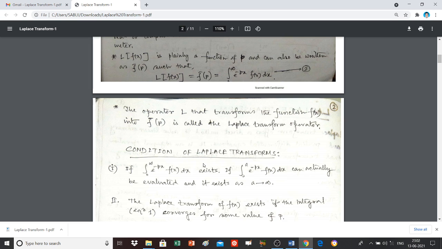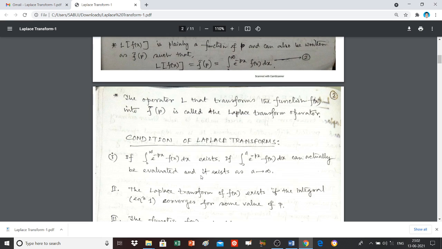This should exist. That means if the integral from 0 to a of e to the minus px f(x) dx can be evaluated and it exists as a tends to infinity, then the Laplace transformation of the function f(x) can be carried out. So this is the first condition. That means the integration 0 to infinity e to the minus px f(x) dx should exist.